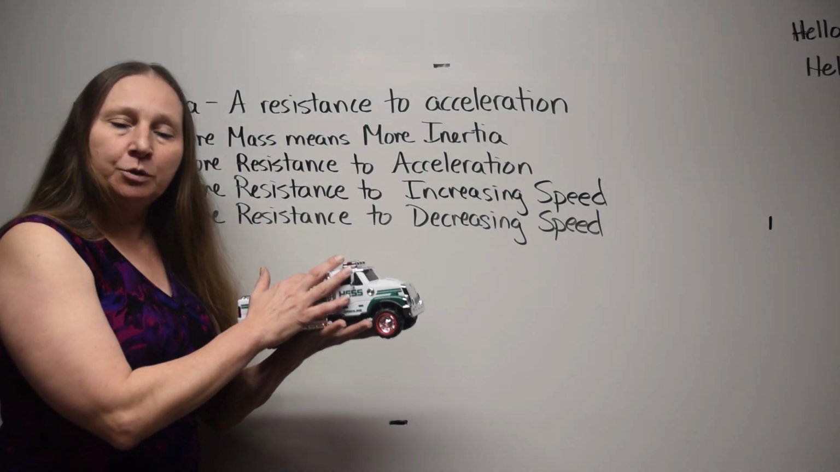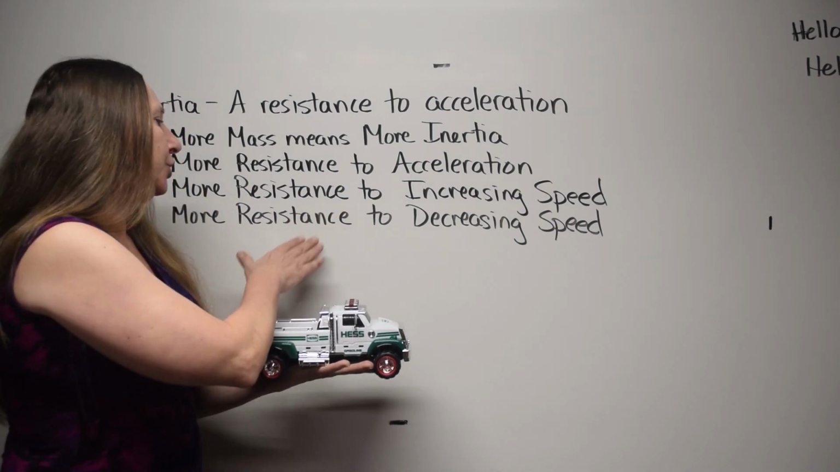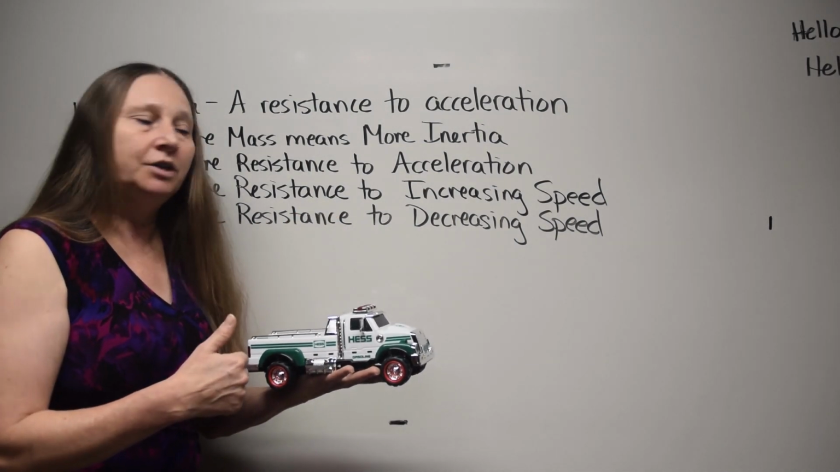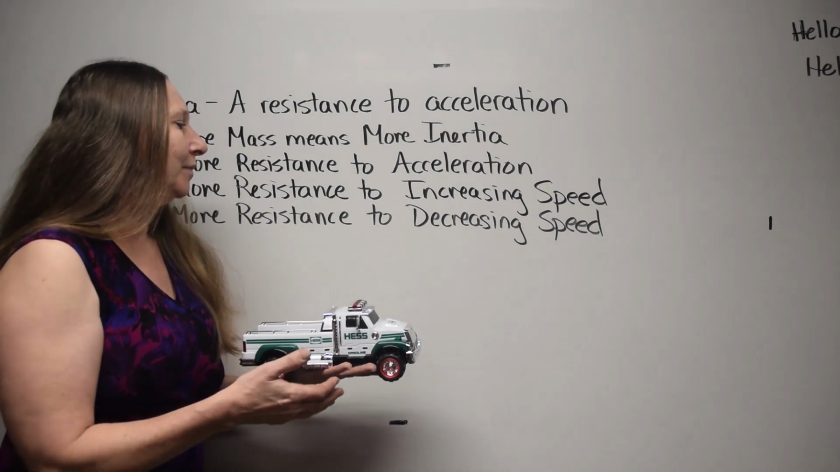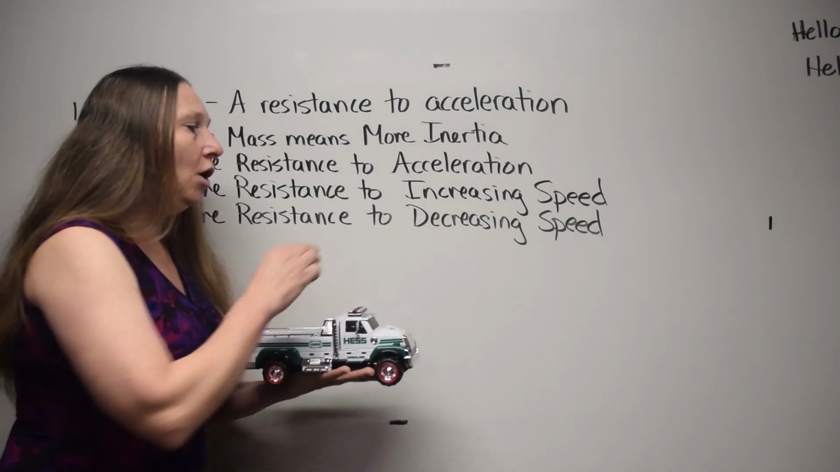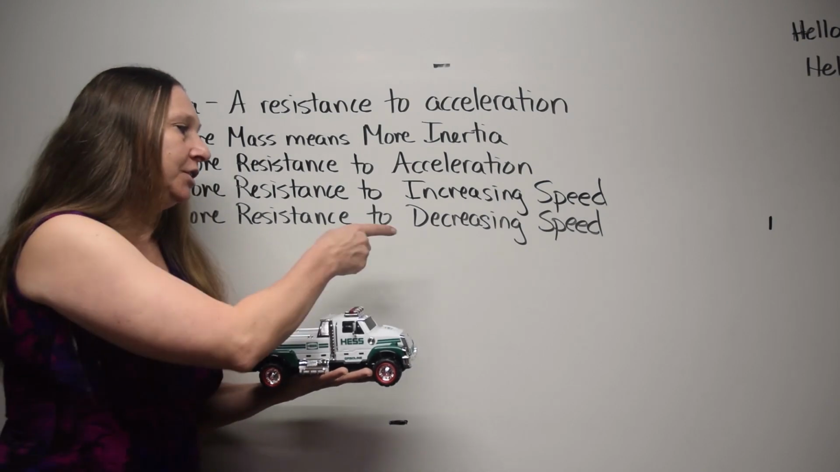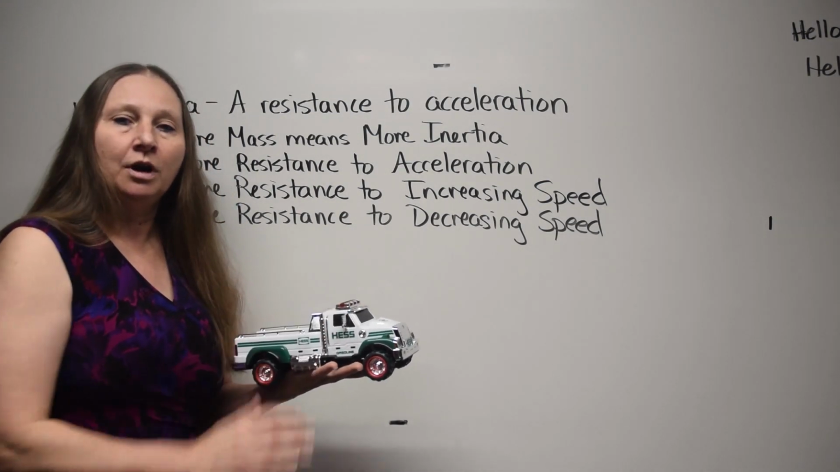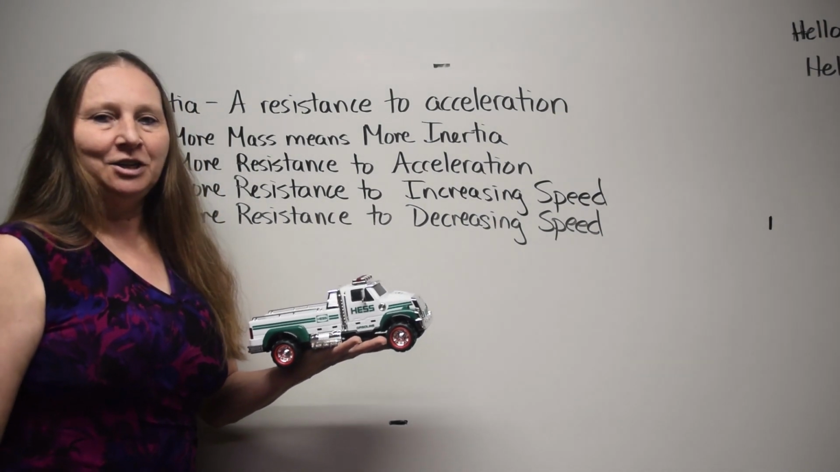This truck has a small mass, so it has a small ability to resist changes in its motion. It has a small ability to resist us decreasing its speed. In other words, we're going to win. We're going to get this little truck to decrease its speed fairly easily.